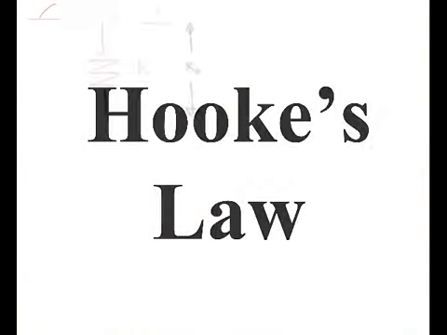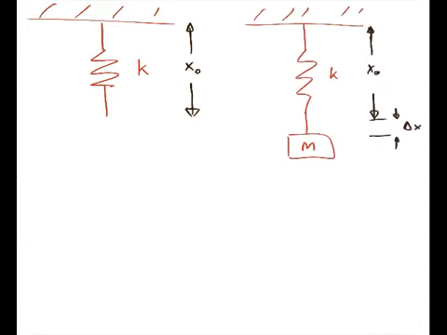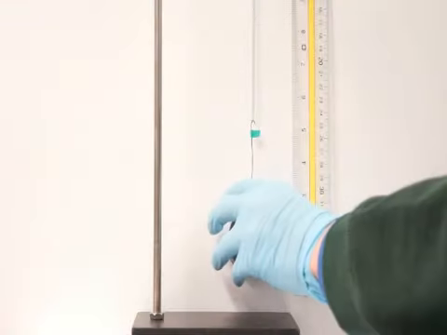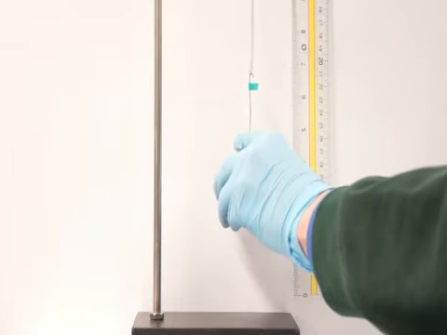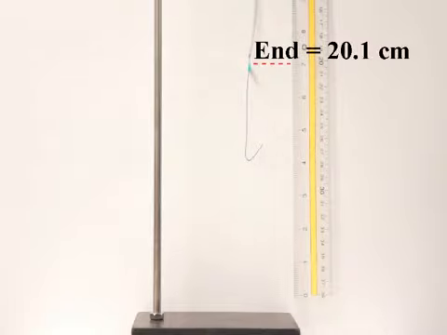Hooke's law states that the force on the spring is equal to the stiffness of the spring times the change in the spring's length, caused by the added weight. There's very little change in a spring's stiffness, if at all, which is why the elastic spring returns to its original position when the weights are removed.